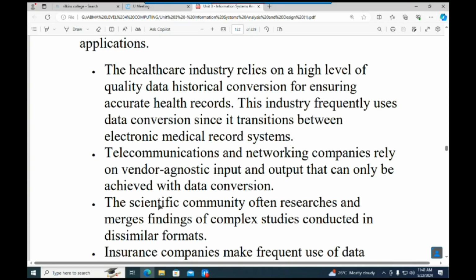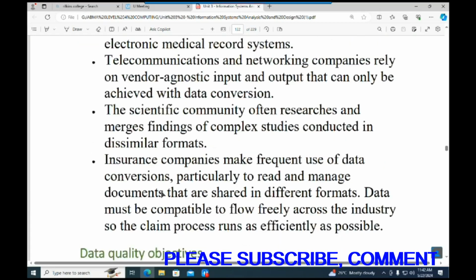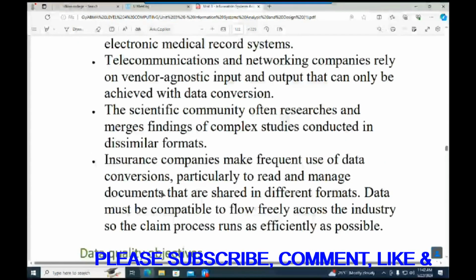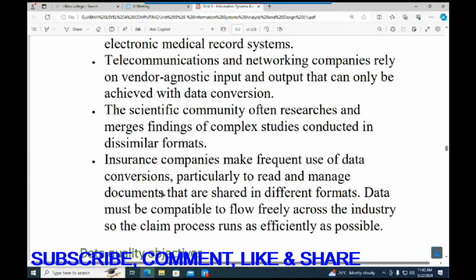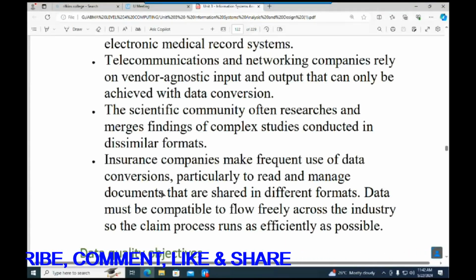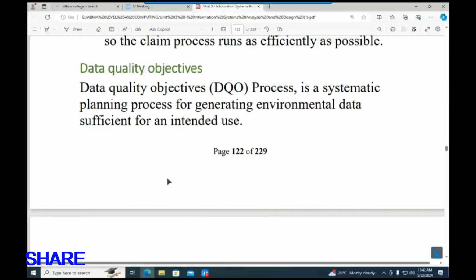Then we have the telecommunications and networking companies that are going to base on vendor agnostic input. We have output that can only be achieved with data conversion. Then we have the scientific community also that is going to research and even merge findings of complex studies that are conducted in some similar formats. We have insurance companies also handling data.